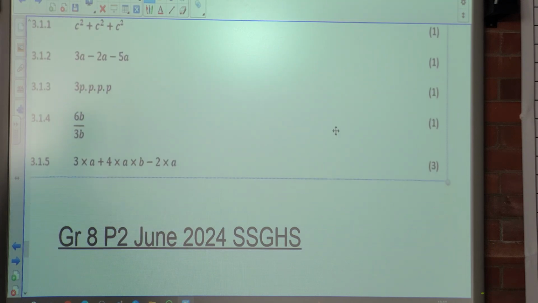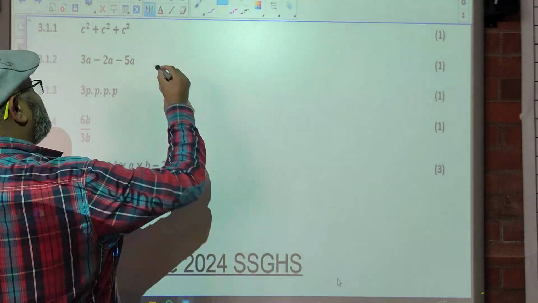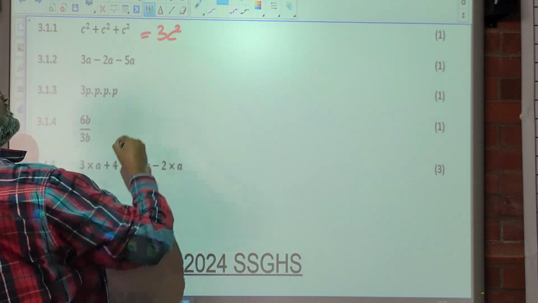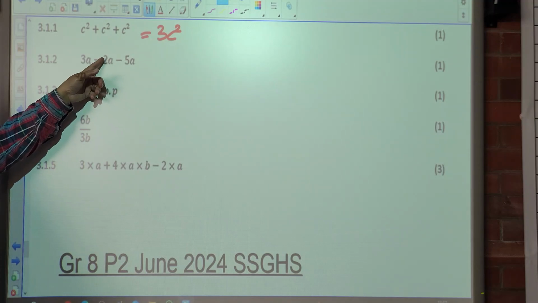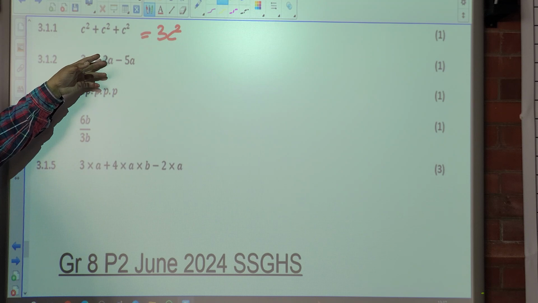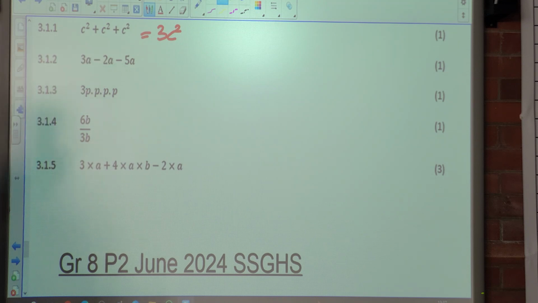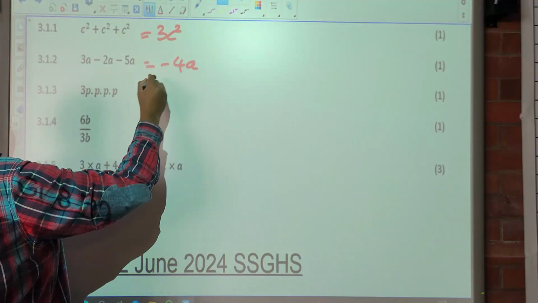Question 3, simplify the following. c squared plus c squared plus c squared is 3c squared. Next. What is 3a minus 2a? 3a minus 2a is a.